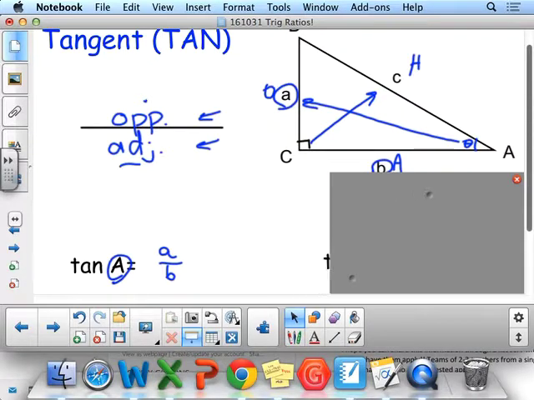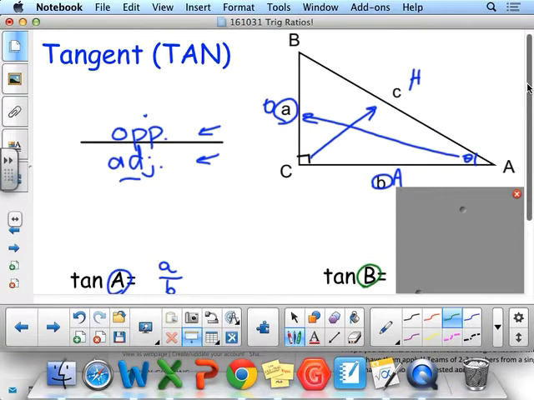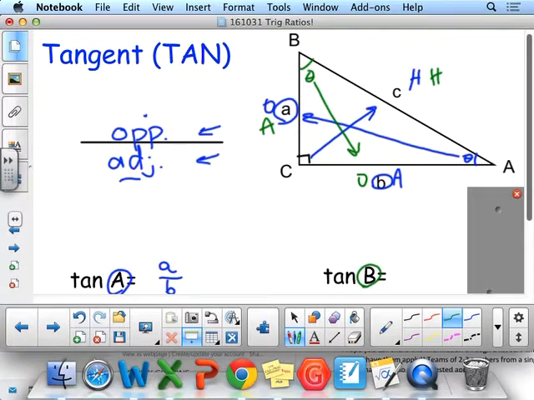And if I were looking at tangent of B, just like I were looking at the other, from this angle B, so theta at B, this is going to be opposite, this is still my hypotenuse, this will be adjacent. So it's almost exactly the flip. All that it is is b over a.